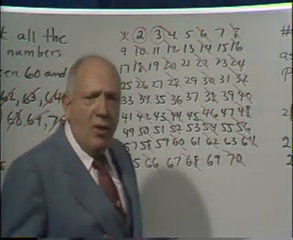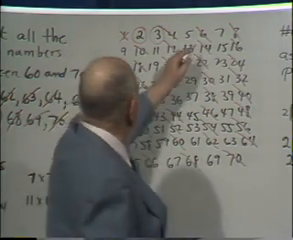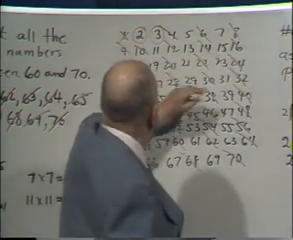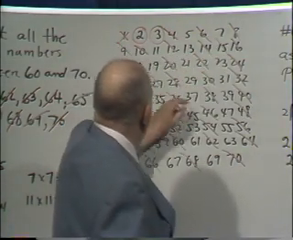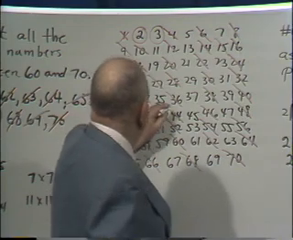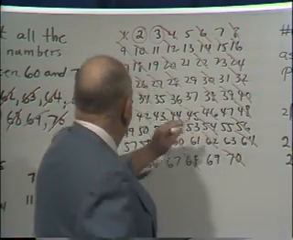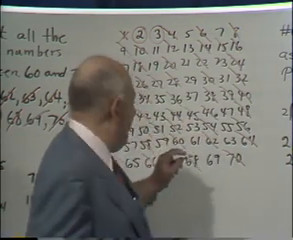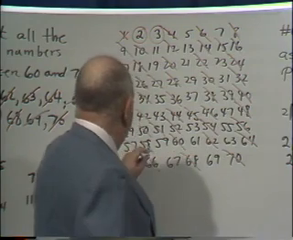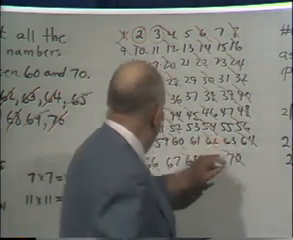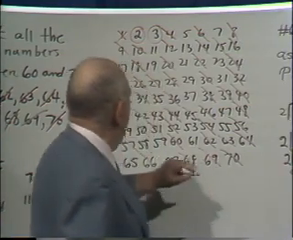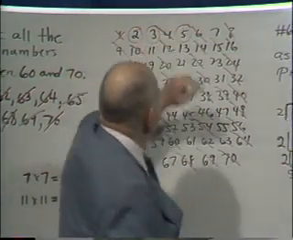Now you can cross out what? All the multiples of 3. That's 6, 9, 12, 15, 18, 21, 24, 27, 30, 33, 36, 39, 42, 45, 48, 51. See, I'm counting by 3s. 54, 57, 60, 63, 66, 69. The next number I come to is 5.